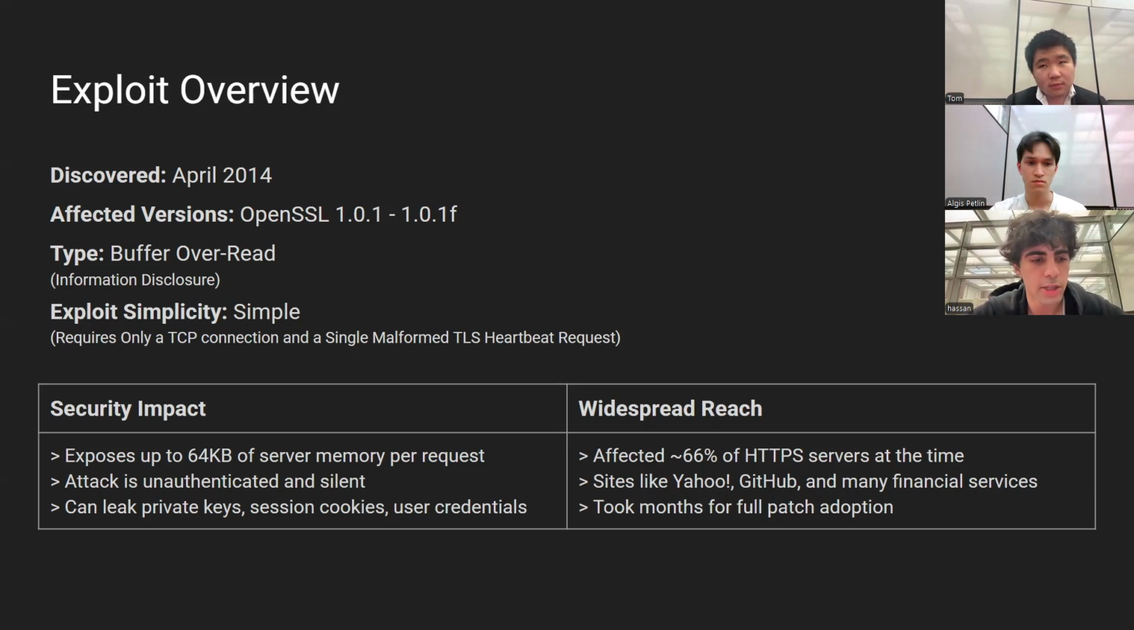This could leak things like session cookies, private keys, as well as user credentials. Its reach: it affected 66% of HTTPS services at the time, and this affected sites like Yahoo and GitHub. It took months to fully patch the bug. The bug.